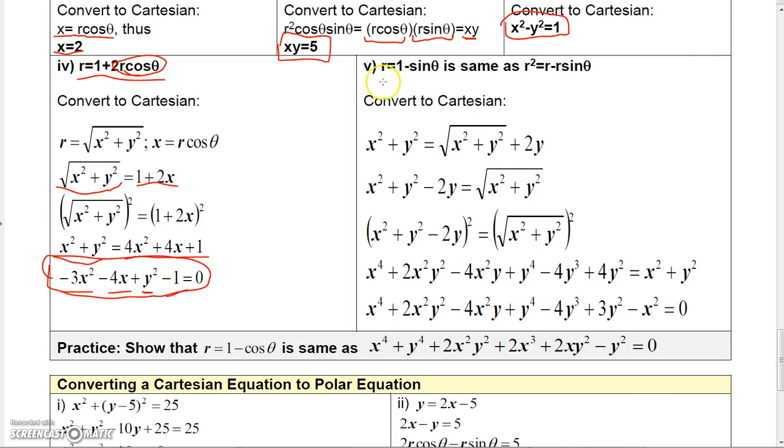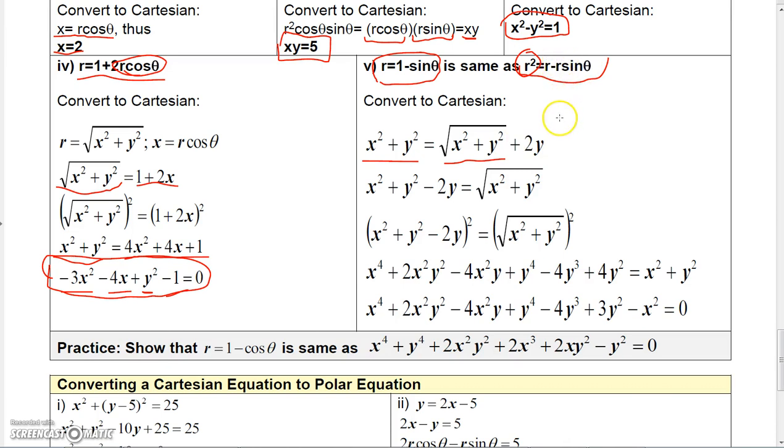Now, what about r equals 1 minus sine theta? Well, r equals 1 minus sine theta is actually the same as r squared equals r minus r sine theta. All I did was multiply both sides by r. And what that did is that allowed me to have an r squared here, so I can replace r squared with x squared plus y squared. I can replace r with the square root of x squared plus y squared. And then over here I had a sine theta, but now that I have an r sine theta, I can call that y.